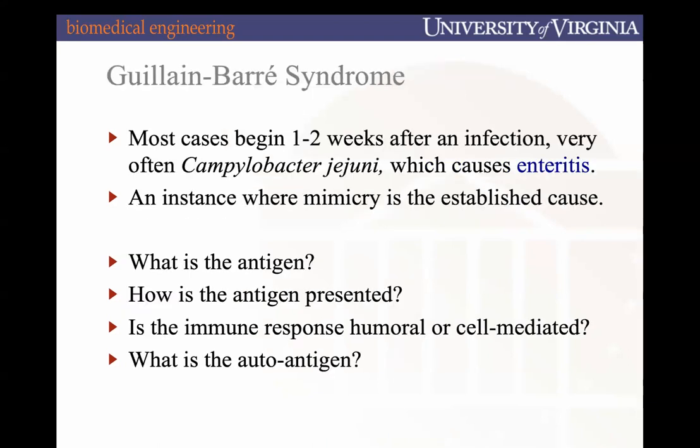So taking this all the way back to Guillain-Barré syndrome, or GBS, we talked about how the cases begin a couple of weeks after infection. And so with C. jejuni, what happens is that it promotes mimicry. There's a biomimicry that happens between C. jejuni and a component within us, within our peripheral nervous system. And so the key things to consider here: what is the antigen, how is it presented? Think about, is it humoral or cell mediated, and what is the autoantigen here? These are things to consider as we talk about the pathogenesis and the etiology of GBS.